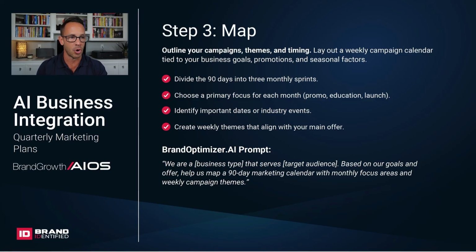For example, your promo, education, and your launch. Then identify the important dates or industry events, and then create weekly themes that align with that main offer. And then once again, I've given you another BrandOptimizer.ai prompt to help you out with step number 3.